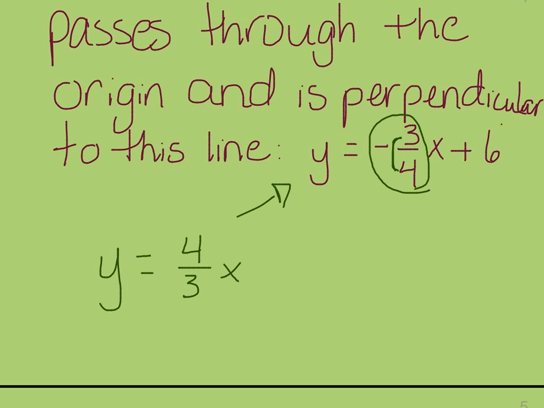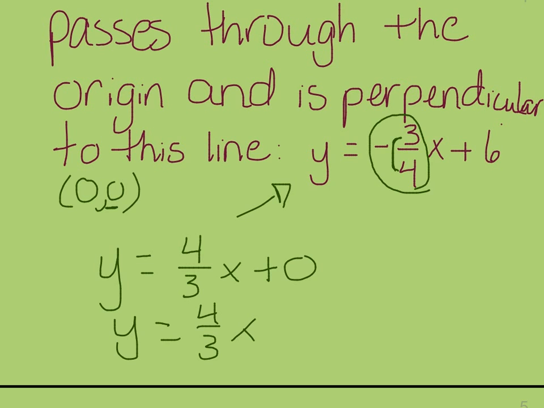All right, and if it passes through the origin, that is the point 0, 0. So if it goes through the origin, then the y-intercept is 0. So 4/3 x plus 0, and you can actually just leave that as y equals 4/3 x. And those two lines, this one and this one, would be perpendicular. I do think you have one where it mentions the origin. Just remember, if it passes through the origin, then your y-intercept is 0, and that's where the b is.